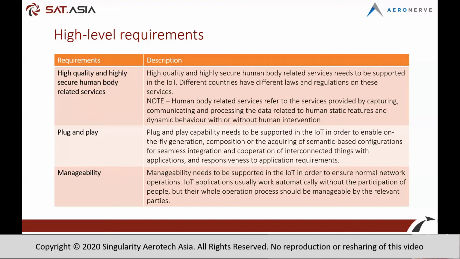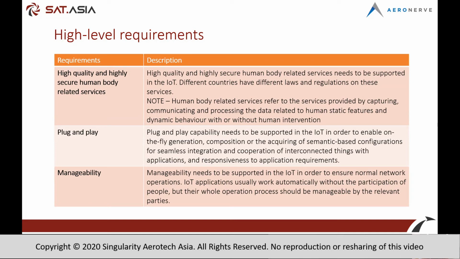Okay, so you can deploy these things very quickly, and you can start getting the data also very quickly, and you will be responsive to whatever input you give in terms of the output that the device has to give to you. Okay. The last requirement is manageability.